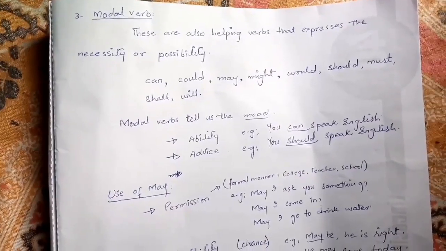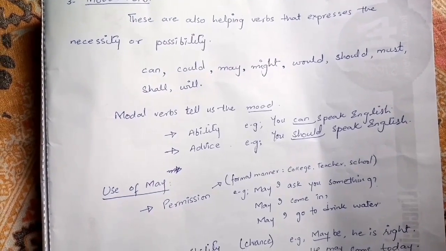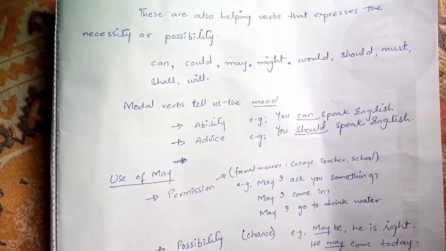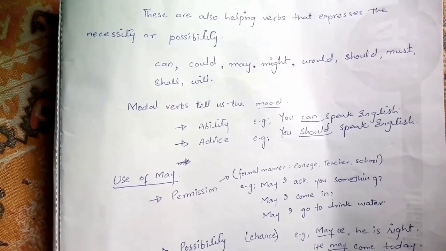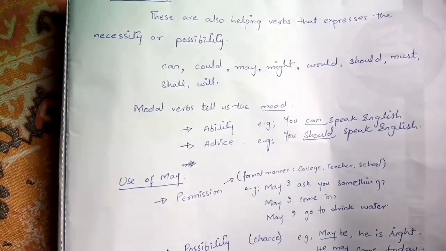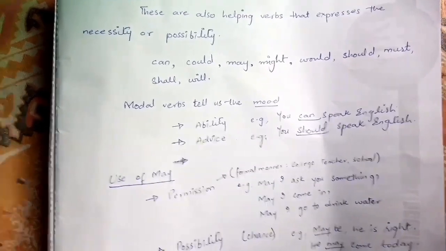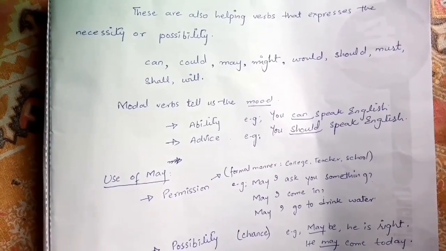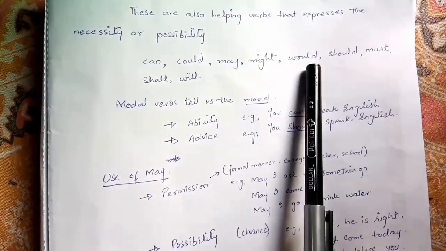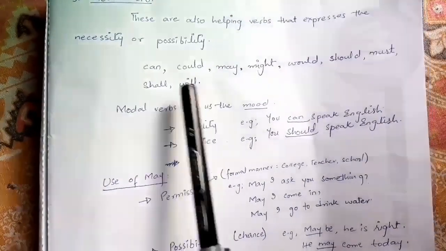The next type is modal verbs. These are also the helping verbs that express the necessity or possibility. Modal verbs always tell us the mood, that what is in our heart, what we want to say. If you're giving an advice, if you want to deliver our idea to the other person, what we want to say. The clue words will be can, could, may, might, would, should, must, shall, will.